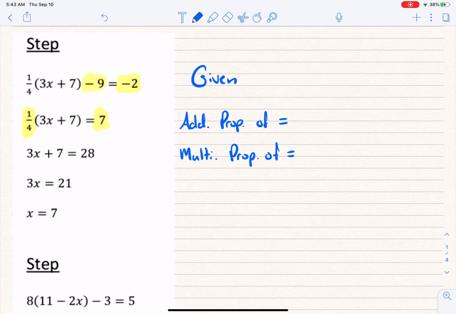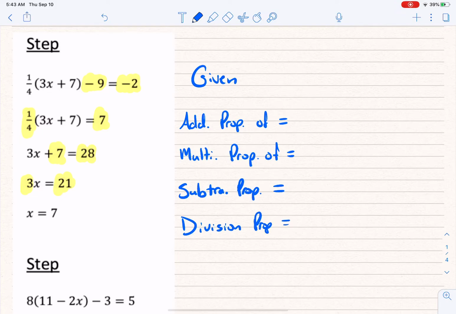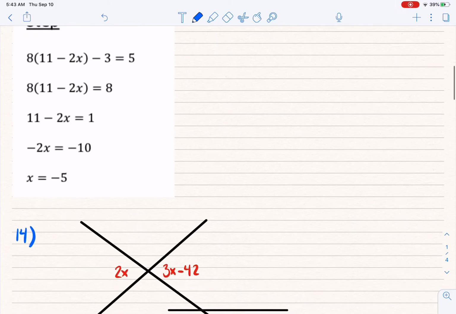All right? Next, we can see that this 7 is gone, and this 28 goes down to a 21. So clearly, we use the subtraction property of equality. We subtracted 7 from both sides. And lastly, we can see that this 3 is gone and the 21 changed. And so therefore, that's the division property of equality. Okay, and the next one.